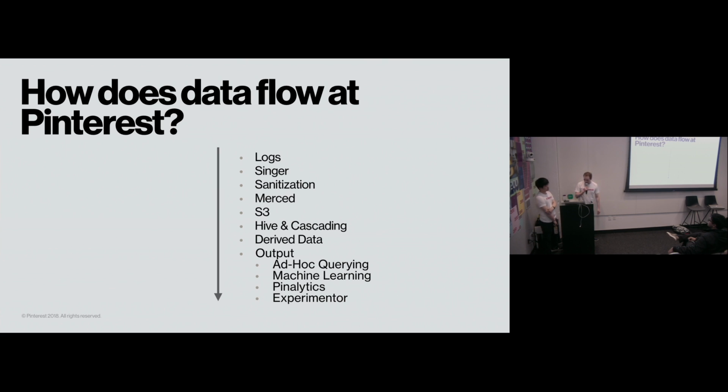Another consumer is machine learning. Every time you open the app and get recommendations on your home feed, or on search, all of these are based on machine learning models that are trained on this data. So every day there's a new training instance going on, with different teams for their own purposes, training on the new data.